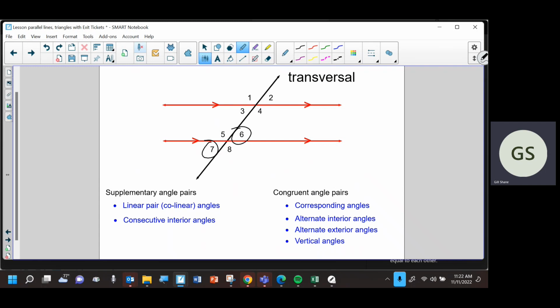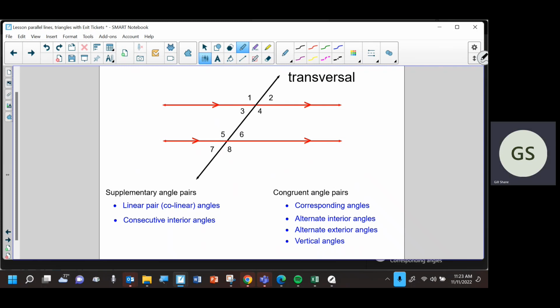Let me at least finish corresponding because that's probably the toughest one out of all of them. And then wait until I at least go over consecutive interior. That's one we've never done before. So vertical all have the same measure. So 4 and 1 are vertical angles. They have the same measure. They're across from each other. So the last one on this side, again, these angles are all same measure with each other.